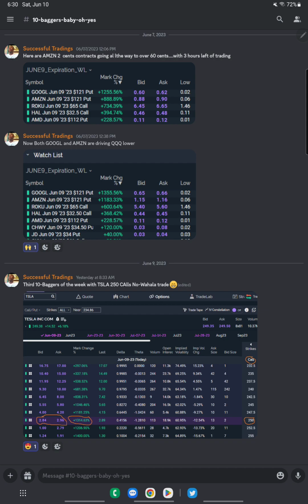Google this past week was able to give a return of over 1,355%. Yes, the contract went from 2 cents. This is a $2 real money investment that turned into 65 cents. Similarly here, Amazon went for a whopping 1,183% gain from 6 cents to $1.15. This happened on Wednesday, June the 6th.